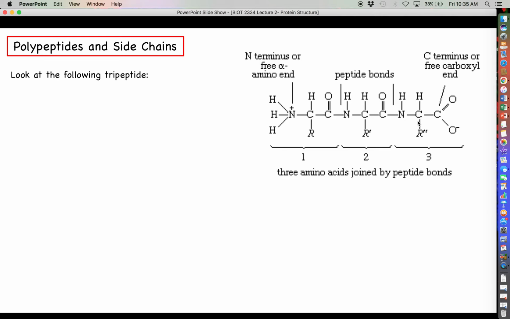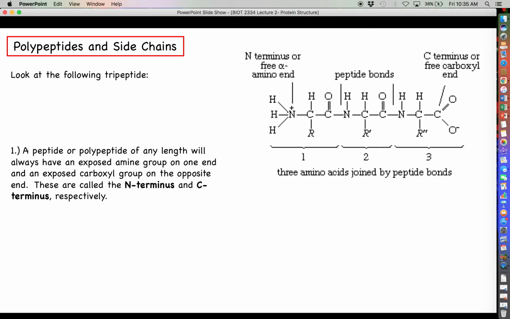If you look at this tripeptide here, I want you to notice a couple of things. The first is that no matter how many amino acids we add to the chain here, this peptide, this tripeptide or polypeptide or whatever you want to call it, it is always going to have an exposed amine group and an exposed carboxyl group. Now, it is true that we did lose an exposed carboxyl and amine group in the process of forming a peptide bond, but we are always going to have one left over on each end of the polymer.